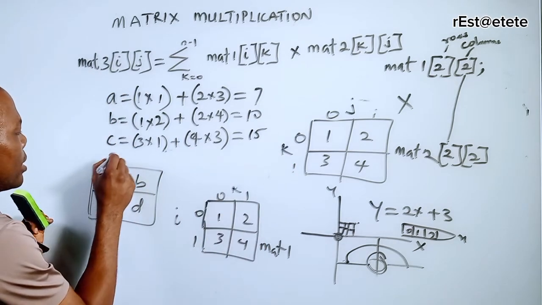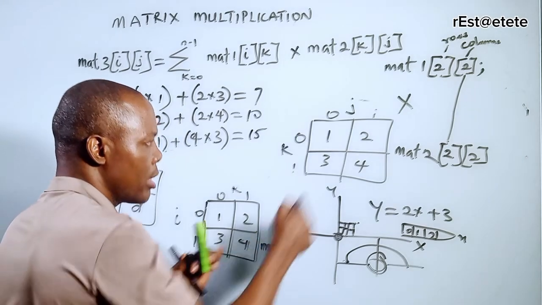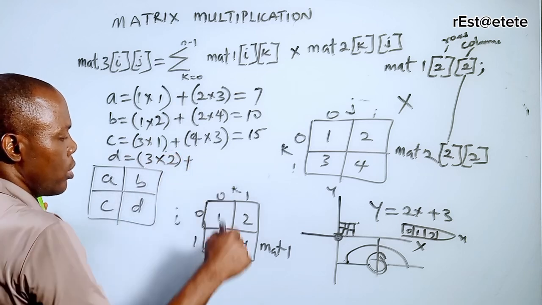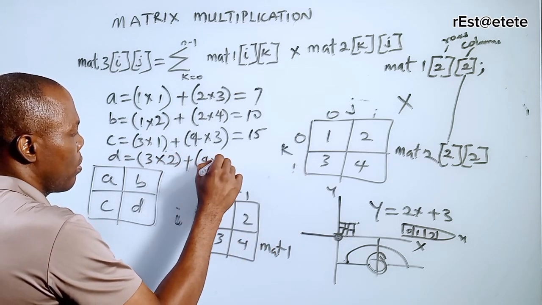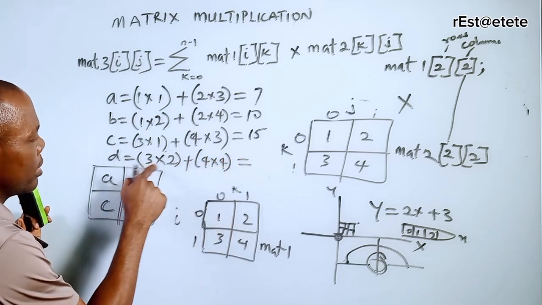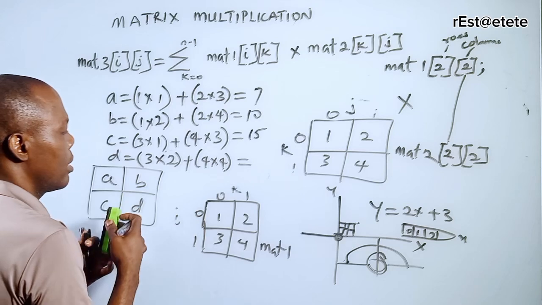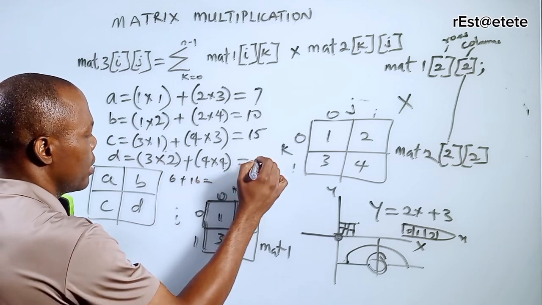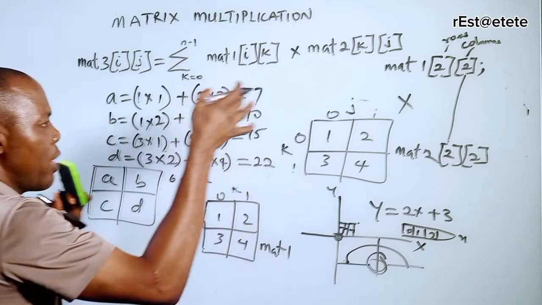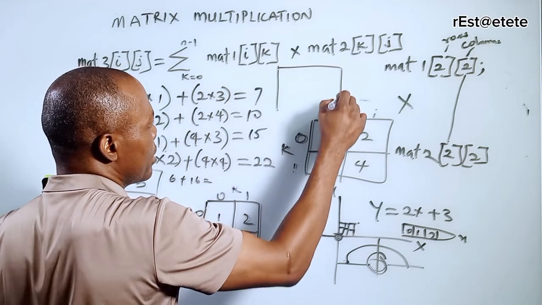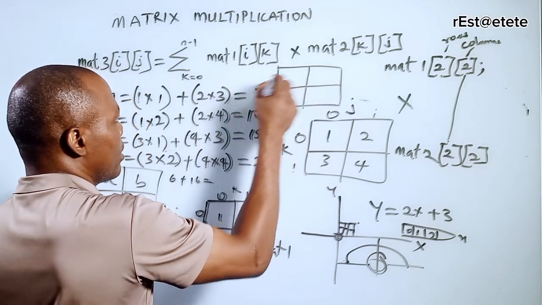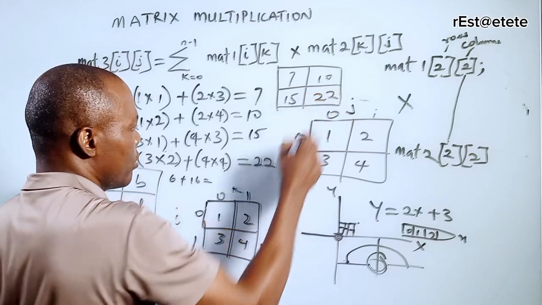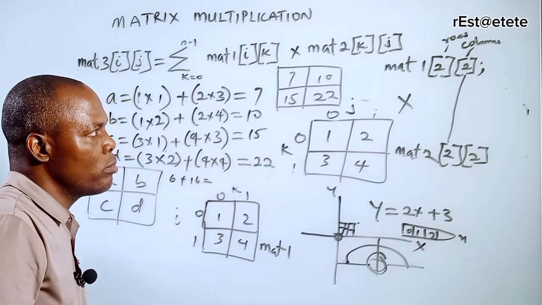Then we'll come to D. D will be this same row again, multiplied by this other column. 3 times 2 plus 4 times 4. That will give us 3 times 2, which is 6, plus 16. That will give us what? 22. So our new matrix will be 7, 10, 15, 22. So that will be our new matrix.